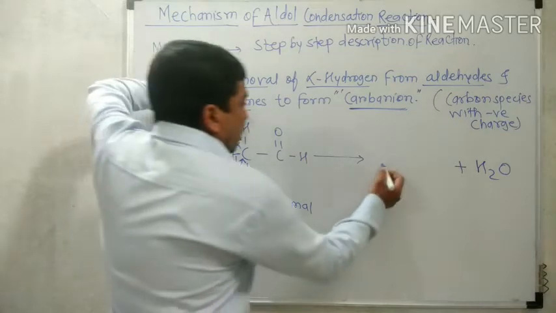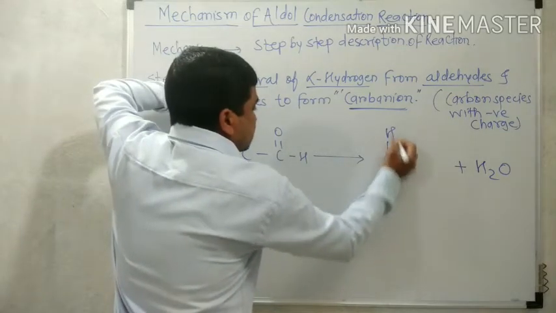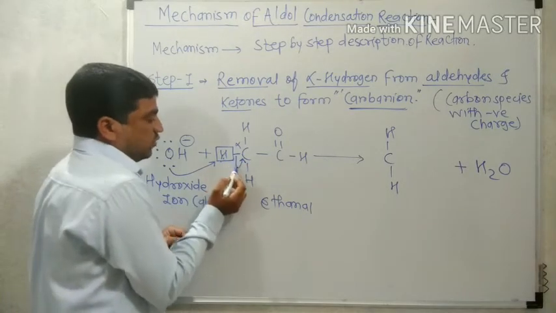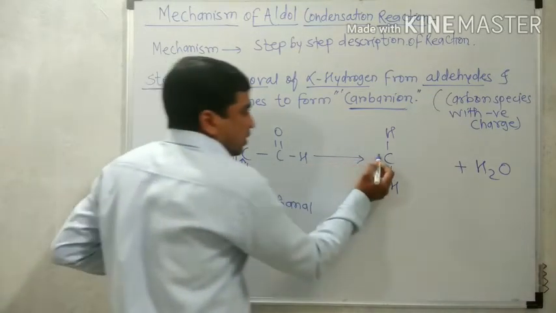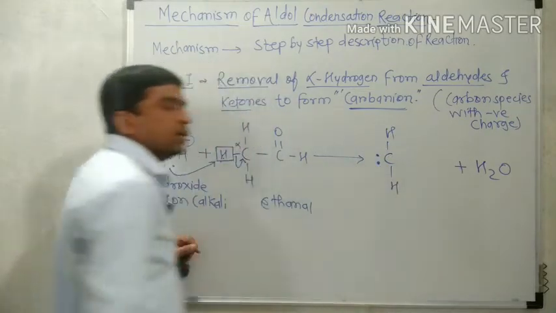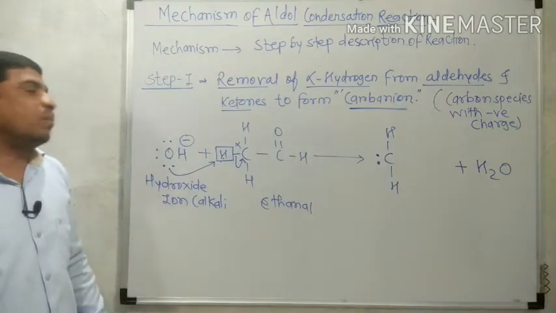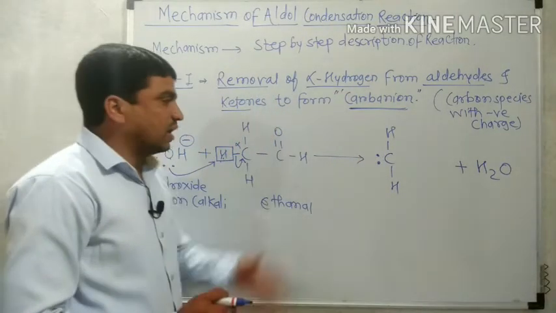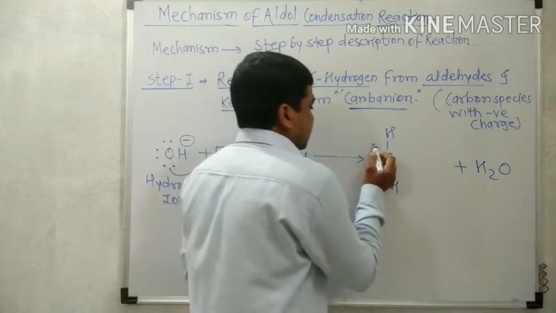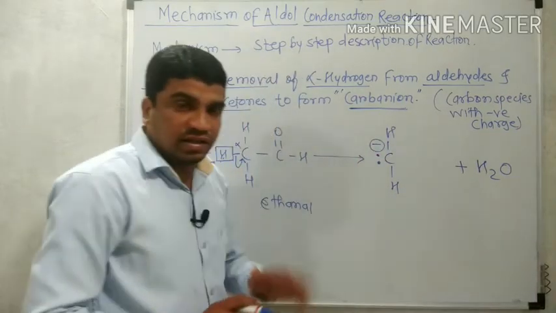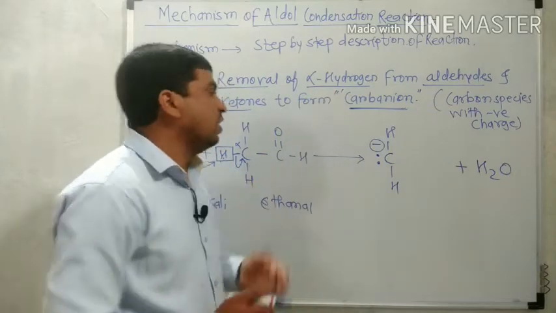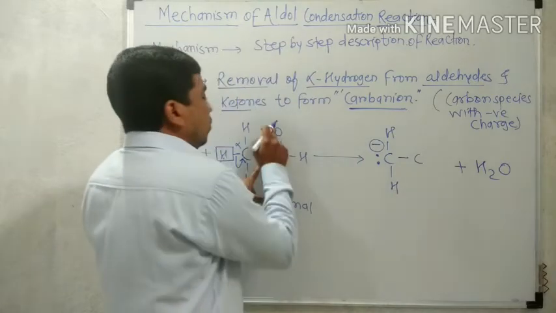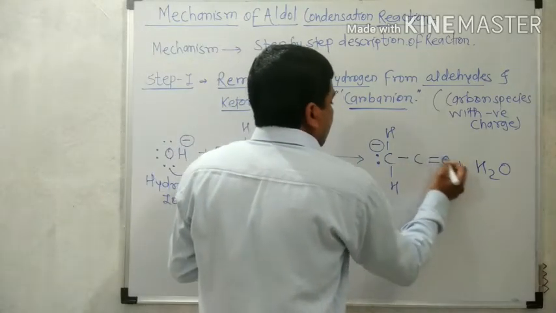So what remains is CH2. Due to the shifting of the electron pair, the carbon acquires a lone pair of electrons. Due to the presence of this electron pair, the carbon atom gains a negative charge, because this carbon is electron rich due to gaining an electron pair. What is the remaining part again? That is CHO. We can write this CHO.